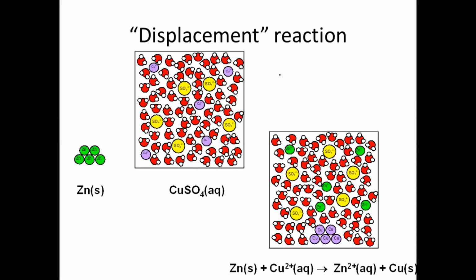Right, so what's going to happen when I add solid zinc to copper ions? So these copper ions become copper solid. These zinc solids become zinc ions, right? So there has been a change because it goes from 2 plus aqueous to solid, no charge, and from solid, no charge, to 2 plus aqueous, right? And this one is spectator.